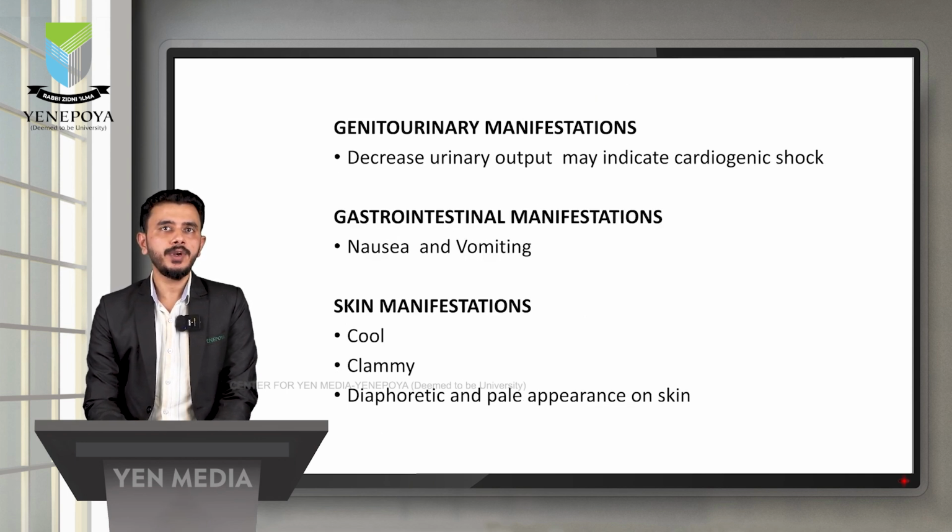Coming to the genitourinary manifestation, decreased urinary output may indicate cardiogenic shock. Gastrointestinal manifestation: nausea and vomiting. And coming to the skin manifestation, cool, clammy, diaphoretic and pale appearance of the skin.